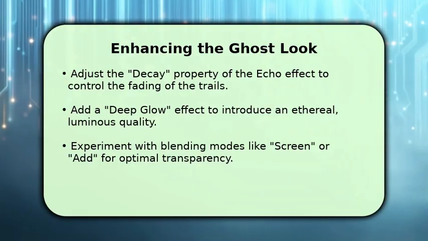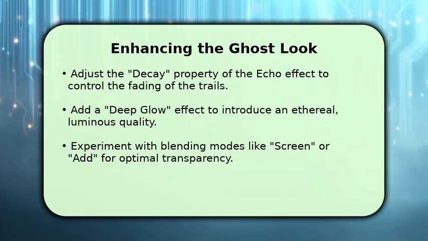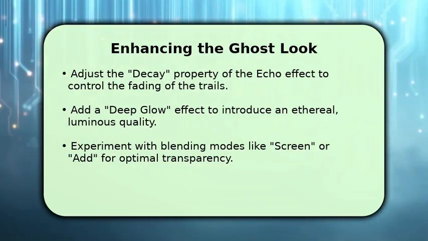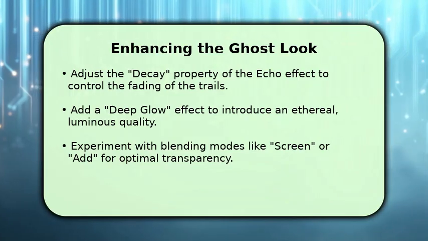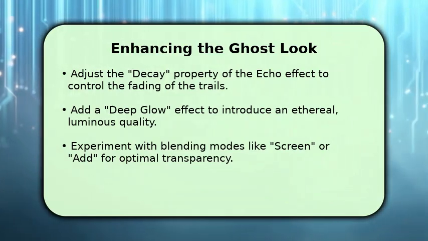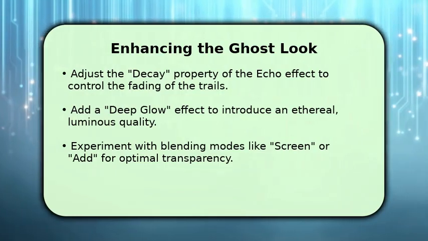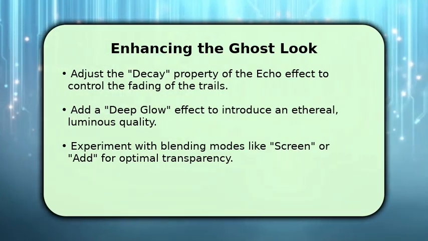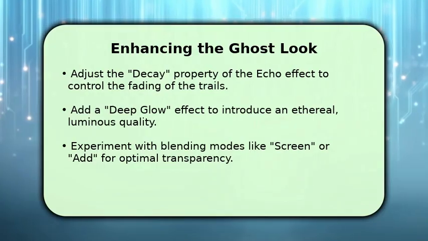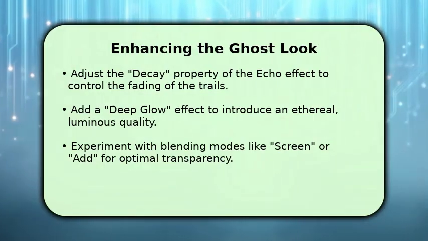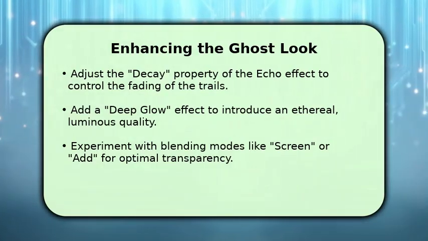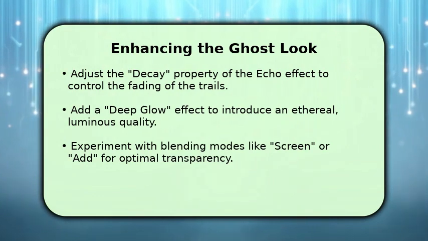Next, apply a deep glow effect to give your ghost an otherworldly luminescence, setting the radius to around 289 and exposure to 1.38. Experiment with blending modes like screen or add on your layer to achieve the perfect level of transparency. You can also add a 4-color gradient to introduce shifting, spectral colors, making your ghost even more mystical.